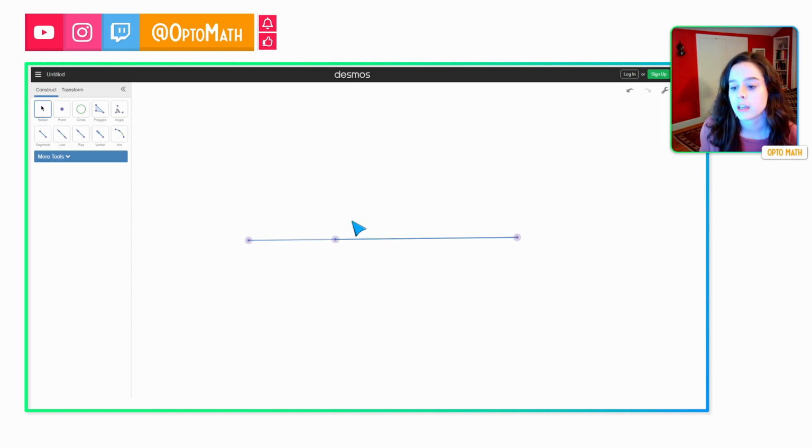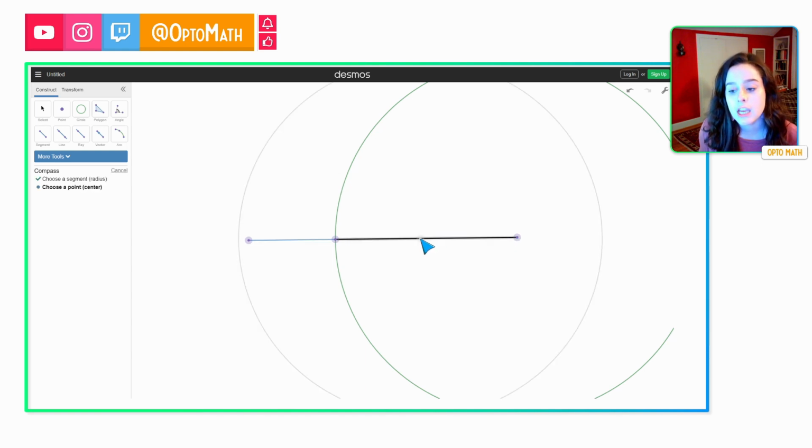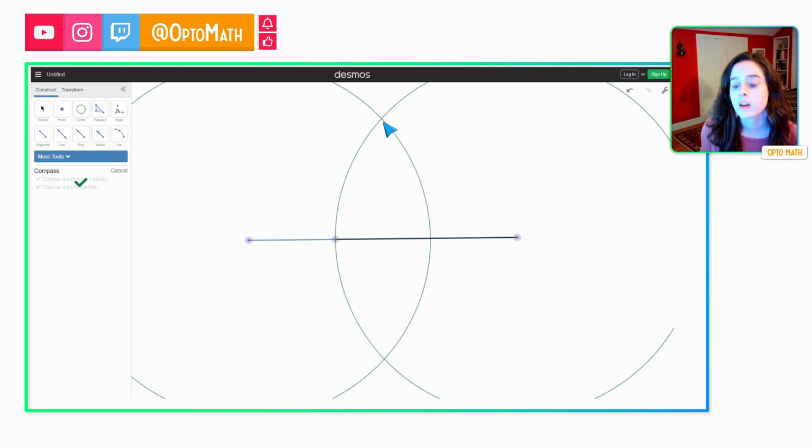And you know how I like to change the color to see the segment if it's laying on top of another line or segment. Okay, let's use our compass tool and this black segment as our radius, and then one of our endpoints is the center, and then let's use the same radius with the other endpoint as our center. Okay, we've got our above and below intersections.